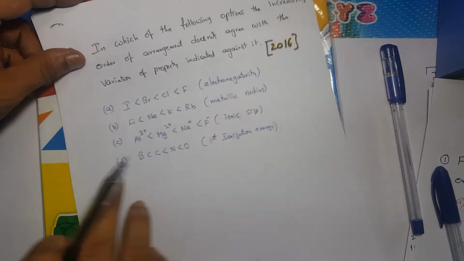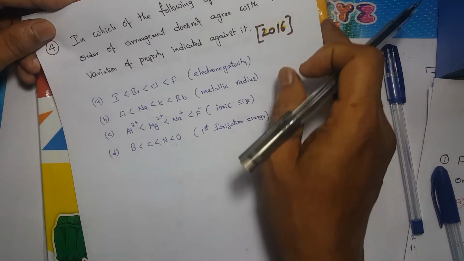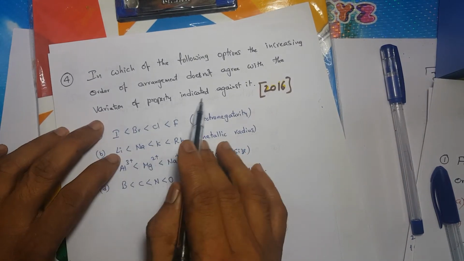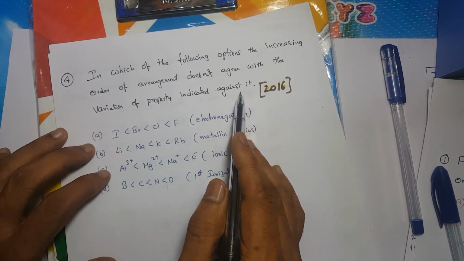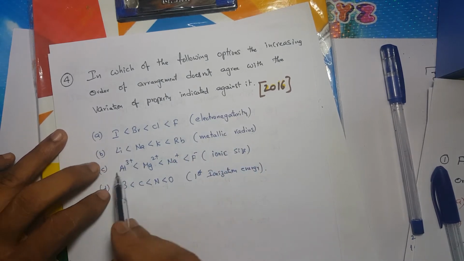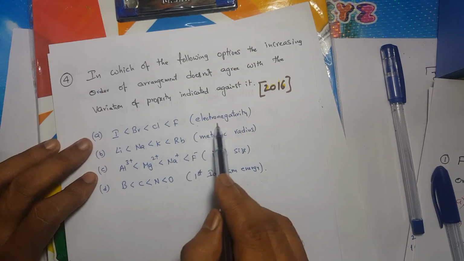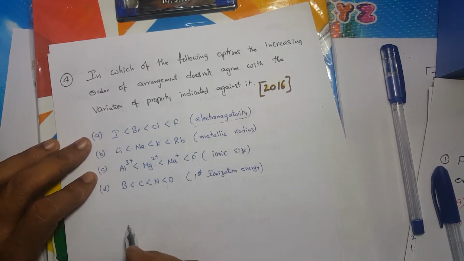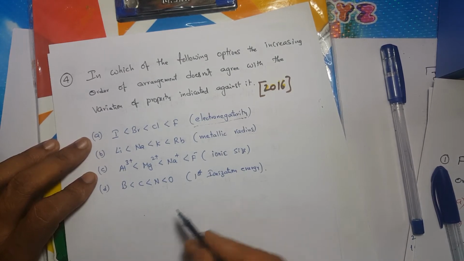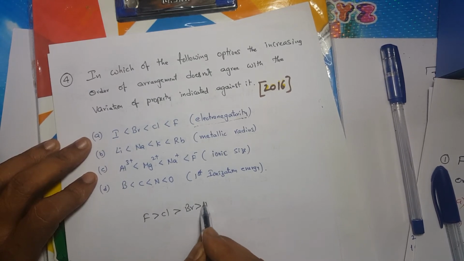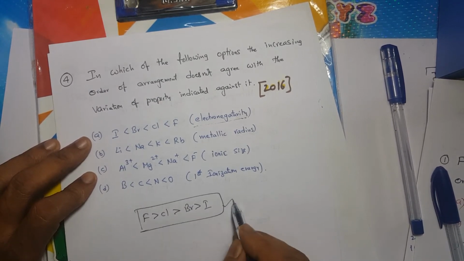Okay, so the next question is, in which of the following options the order of arrangement does not agree with the variation of property indicated against it? That means they have mentioned some orders. In these orders, which order is not correct? You see the electronegativity of halogens. Electronegativity is no exception. So fluorine has the highest electronegativity of any other halogen. So that order is the correct one.